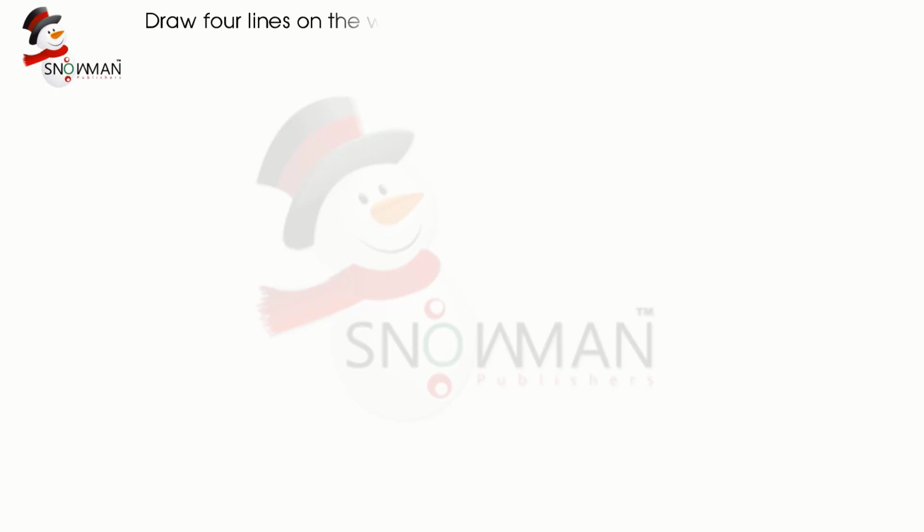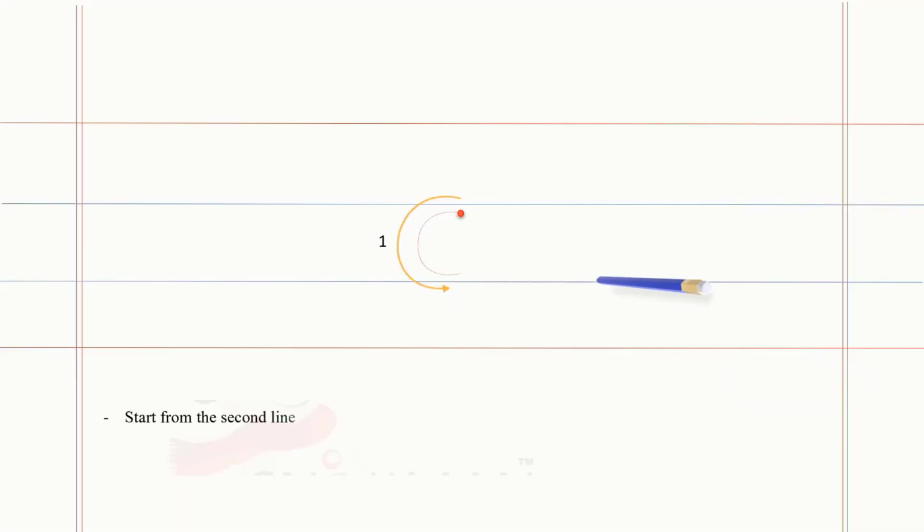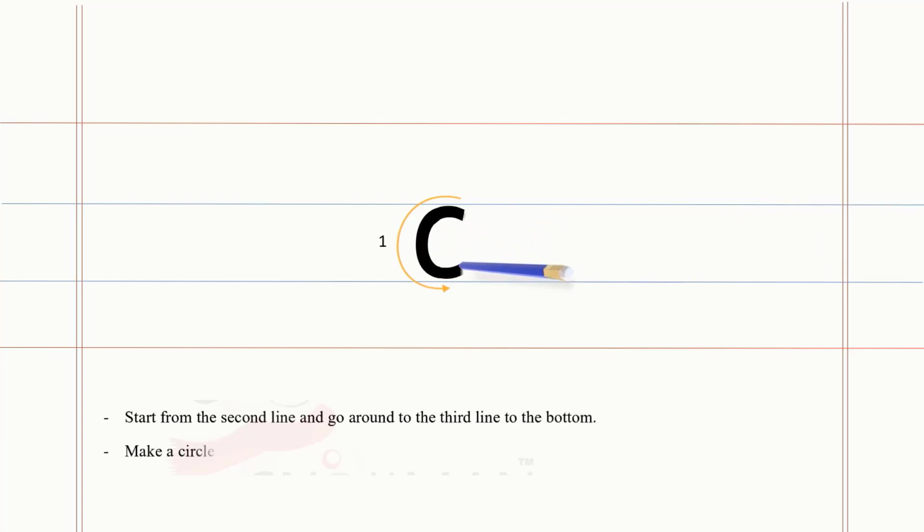Draw 4 lines on the writing board. Write the letter C on the middle lines and give instructions. Start from the second line and go around to the third line to the bottom. Make a circle back left ending above their baseline.